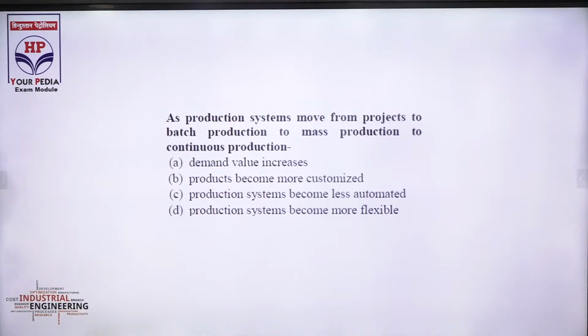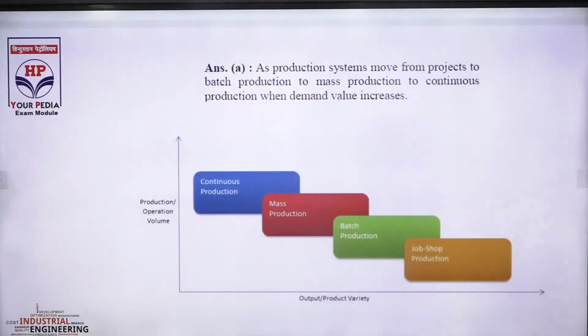What happens when a production system moves from project to batch production to mass production to continuous production? We have already done this. What happens when this thing moves? Okay, the answer for this is: demand value increases.